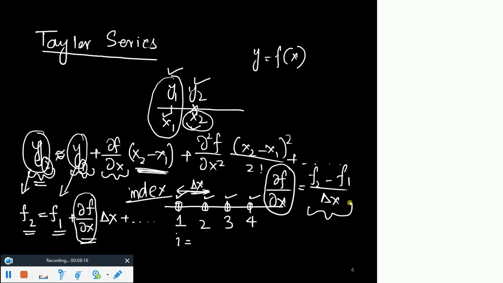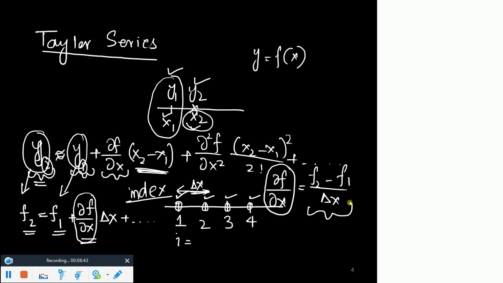Now partial f by partial x, f is some analytical function of x, but instead of finding that dependence in a functional form, you say that f of x is equal to x square. So what would be partial f by partial x? It would be 2x. It's the functional form. But instead of saying in these terms, I would say that partial f by partial x is f2 minus f1 divided by delta x. You understand that? So this is something which is known as numerical technique.